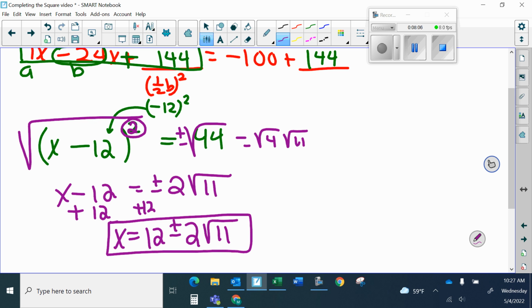Okay, this is what you would have got if you had plugged into the quadratic formula. It would have just taken more steps and making sure you can multiply right and reduce your radicals and all that kind of stuff.